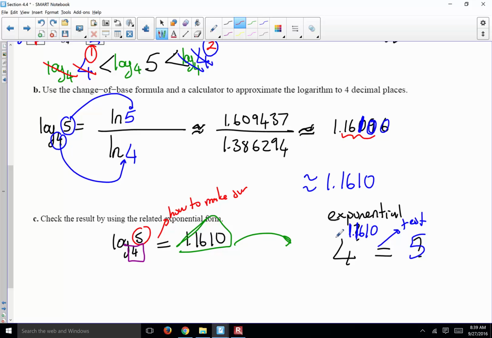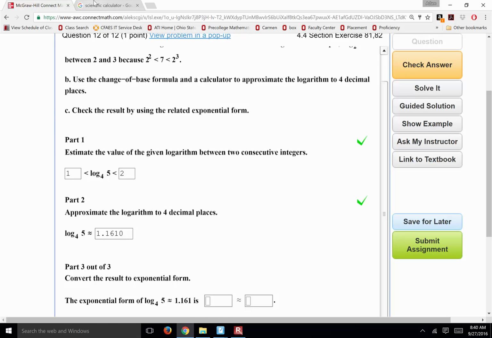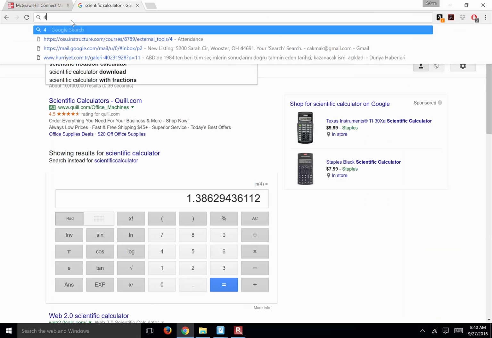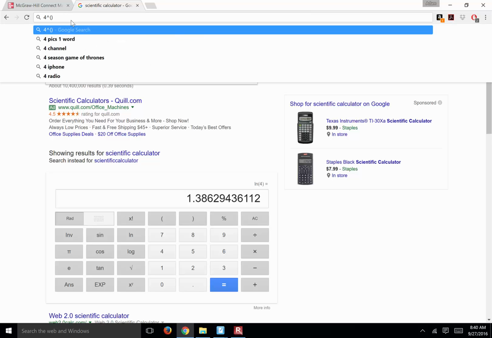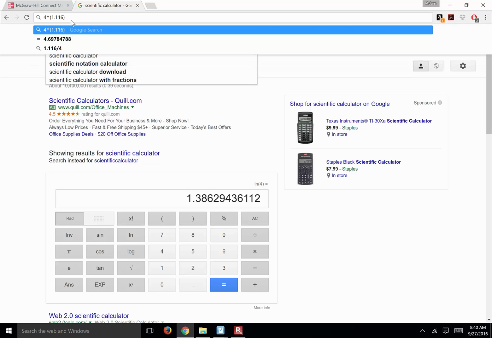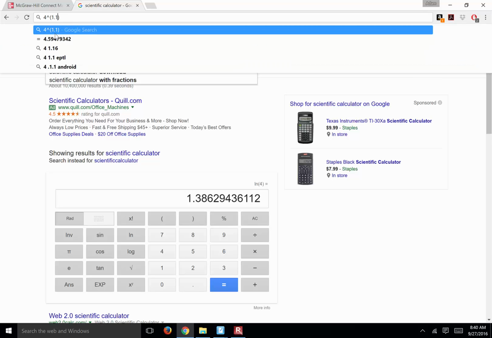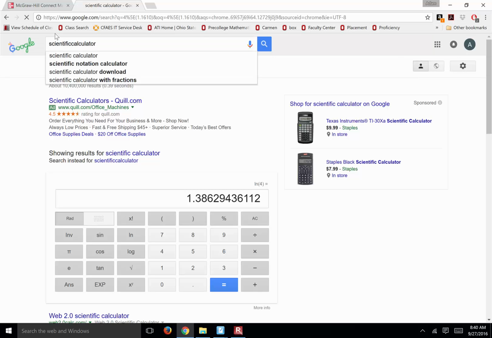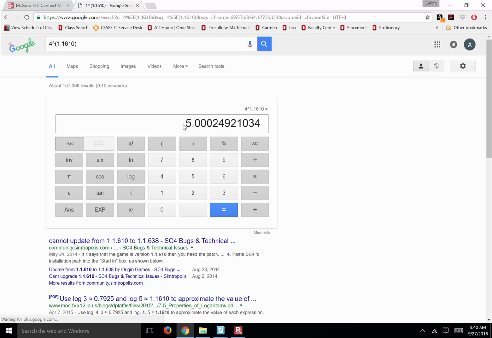Take a calculator and see if 4 raised to this power is 5, or almost 5. It's not going to be exactly 5, you need it to be almost. So I will take a calculator, and I think Google can do it here. 4 raised to the power of 1.1, what was it? 1610. Let's see if we are getting a value around 5. Oh my god, it's almost 5. We are very close, up to 3 digits. The fourth one starts deviating because it's an approximation.